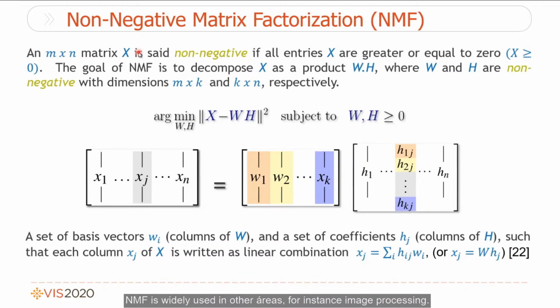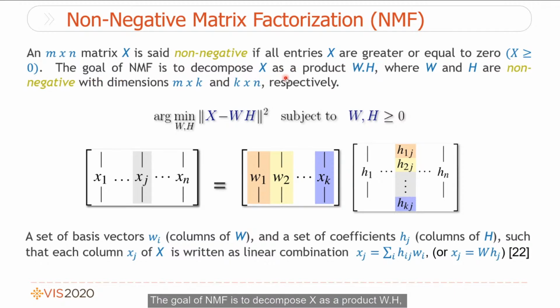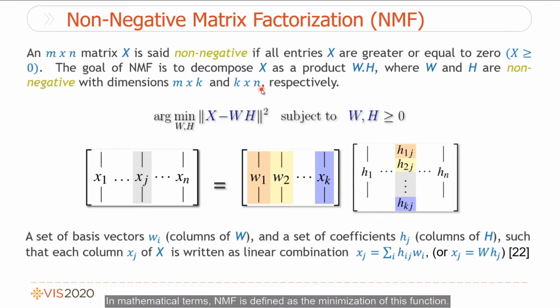NMF is widely used in other areas, for instance, image processing. I'm going to give a brief introduction to NMF. An n by m matrix X is said to be non-negative if all entries of X are greater than or equal to 0. The goal of NMF is to decompose X as a product WH, where W and H are non-negative with dimensions n by k and k by m respectively. In mathematical terms, NMF is defined as a minimization of this function.